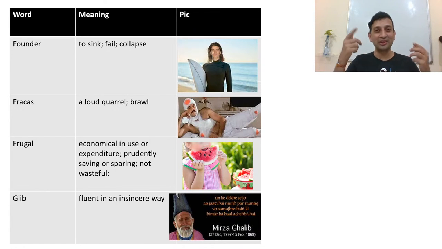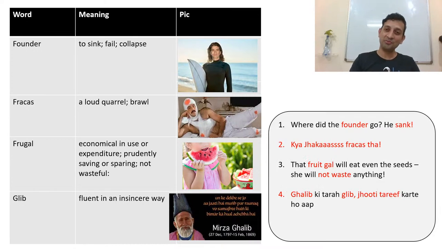Unke dekhe se to iski tabiyat aur utar jati hai. Sudhar nahi jati hai. A glib liar like a galib is somebody who is a very smooth, very fluent liar. Doesn't even blink an eye when he lies. That's glib. Just to memorize all these four.